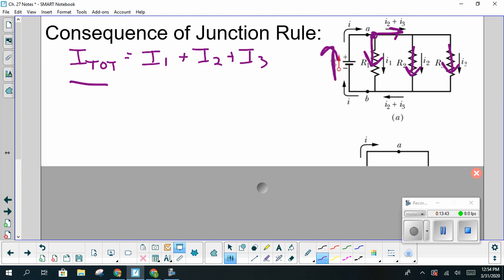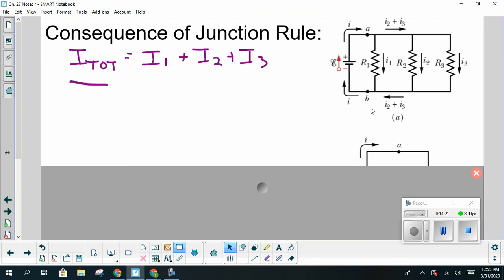So I total is going into this junction right here, and then we have I1, 2, and 3 leaving that junction. Now, just as before, when we used our Ohm's law to rewrite this equation, we're going to do that again. And one thing that we need to recognize is the potential difference across each of our resistors. So when we studied our capacitors, we understood that the potential difference across each of these components, whether they're capacitors or resistors in parallel, will be identical to each other.